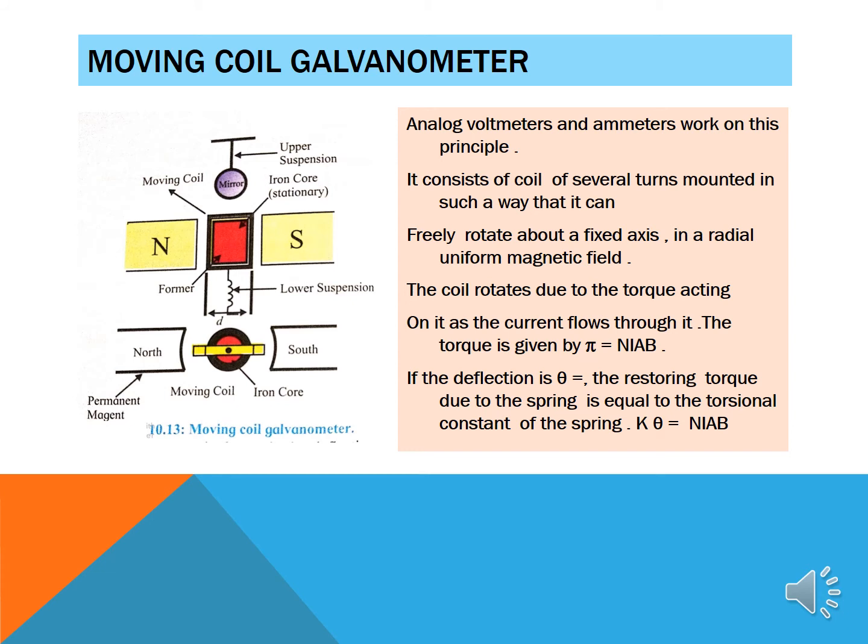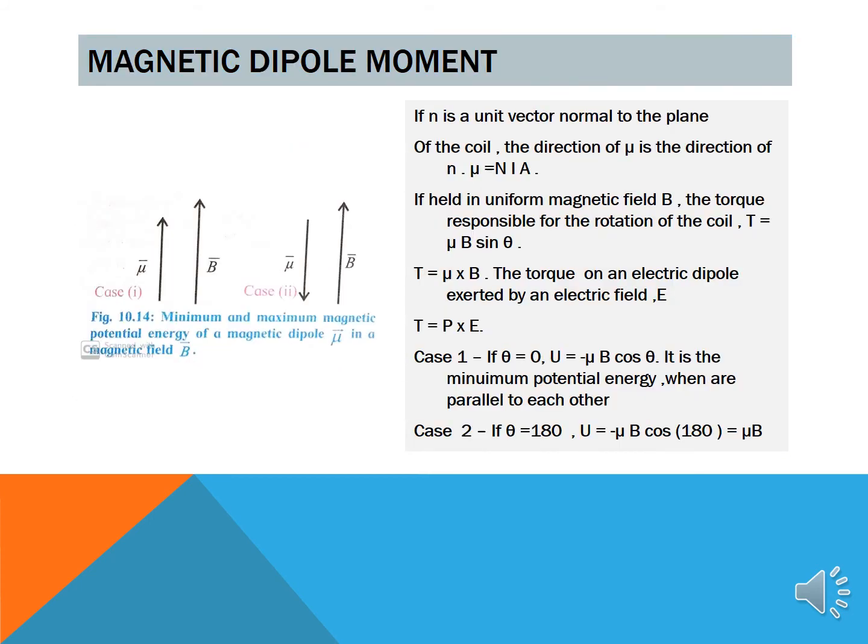If the deflection is theta, the restoring torque due to the spring is equal to k theta, where k is the torsional constant of the spring. Therefore, k theta is equal to N I A B, and the deflection could be given as theta is equal to N A B divided by k, multiplied by I. Thus the deflection is directly proportional to the current. In short, we could say that modern instruments use digital ammeters and voltmeters, which do not use such a moving coil galvanometer.